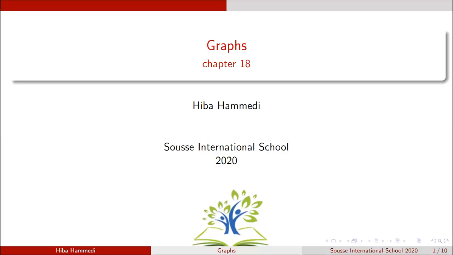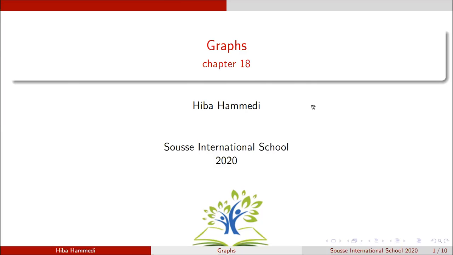We start today chapter 18, which is graphs. And this is a very important part of mathematics because you will use it in different subjects such as physics and chemistry, and a lot of things like that. But especially in physics and in chemistry, you will use it a lot, especially when you have a set of data and you want to plot it as a line.